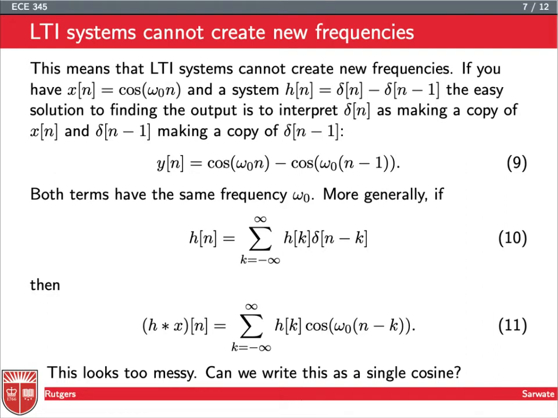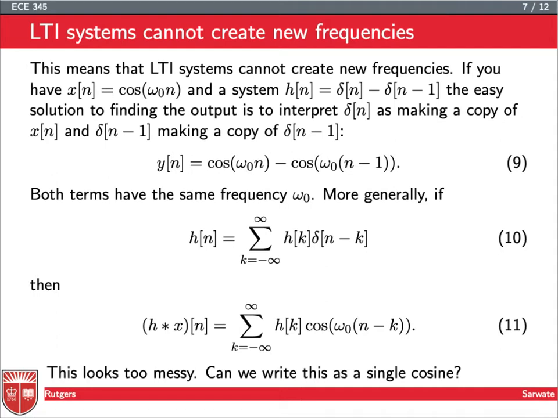And I want to know what happens when I pass the cosine through this system. It's very easy to look at it just in terms of what the delta functions do. Delta of n makes a copy of x of n, and minus delta of n minus 1 makes a copy of minus x of n starting at time 1. So we get cosine of omega naught n minus cosine of omega naught times n minus 1, shifted by 1 to the right. Notice both terms have the same frequency, omega naught, so we're not creating any new frequencies. The fundamental frequency of this discrete time signal remains the same.